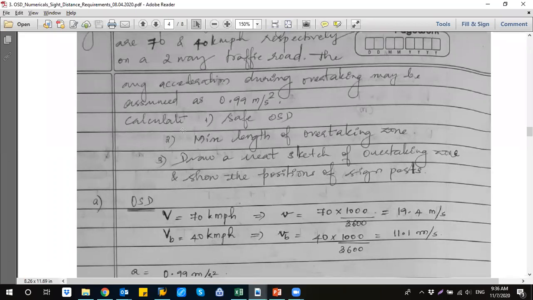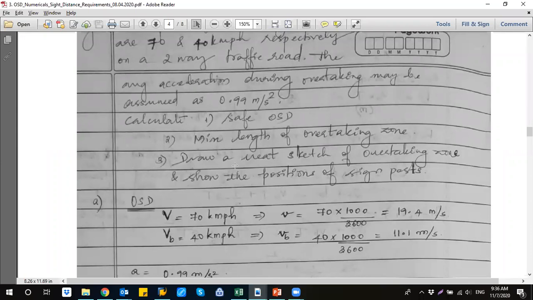What is asked now? Calculate. First of all, you are asked to calculate the safe OSD, that is, the actual overtaking side distance. I have written it in short form here: OSD means overtaking side distance. Second, you are asked to calculate the minimum length of the overtaking zone.